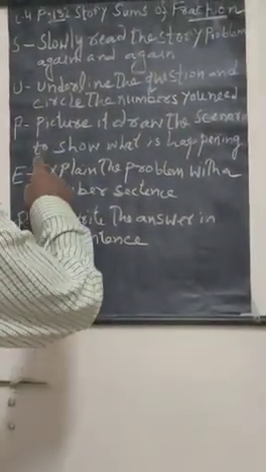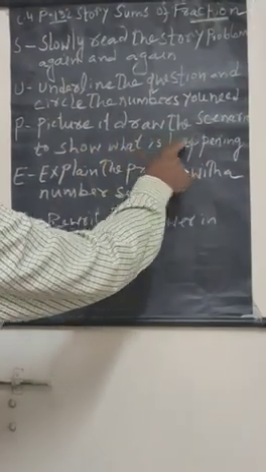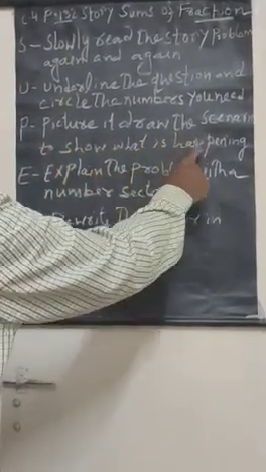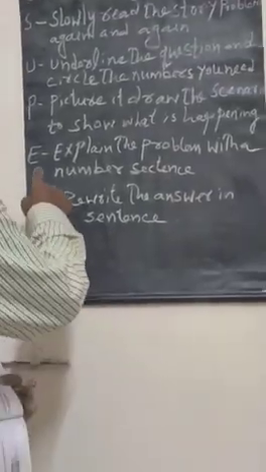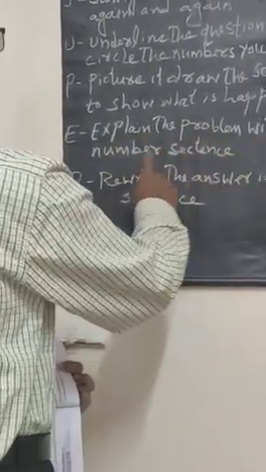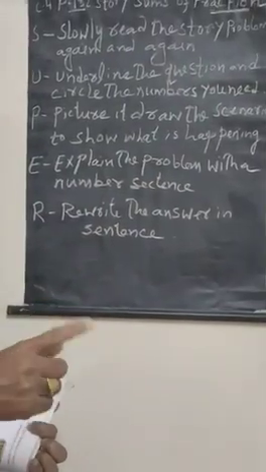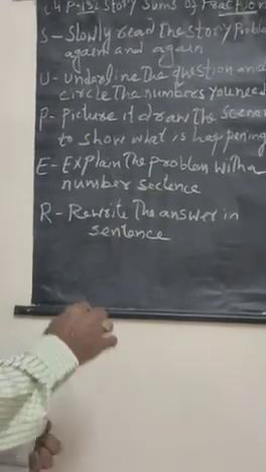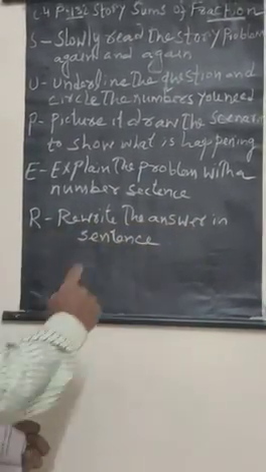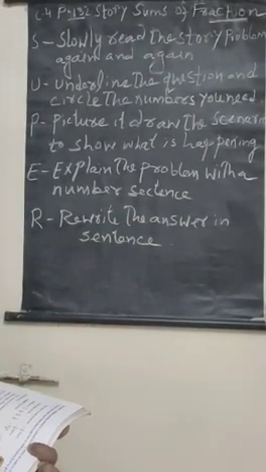P means picture it, draw the scenario to show what is happening. See here, for every question they have given the picture. We have to draw this picture, draw the scenario of what is happening. I will show you. E stands for explain the problem with a number sentence. Explain the problem with a number sentence means we are writing the language now. And R means rewrite the answer in sentences.